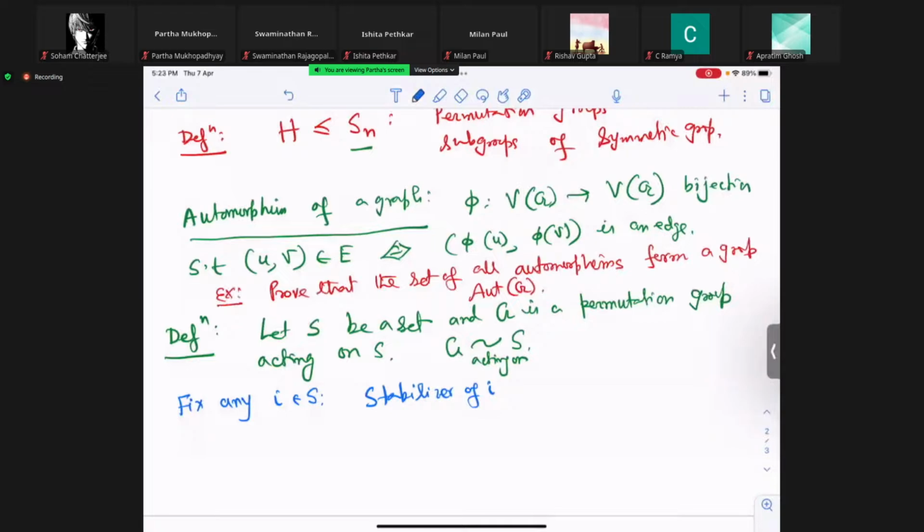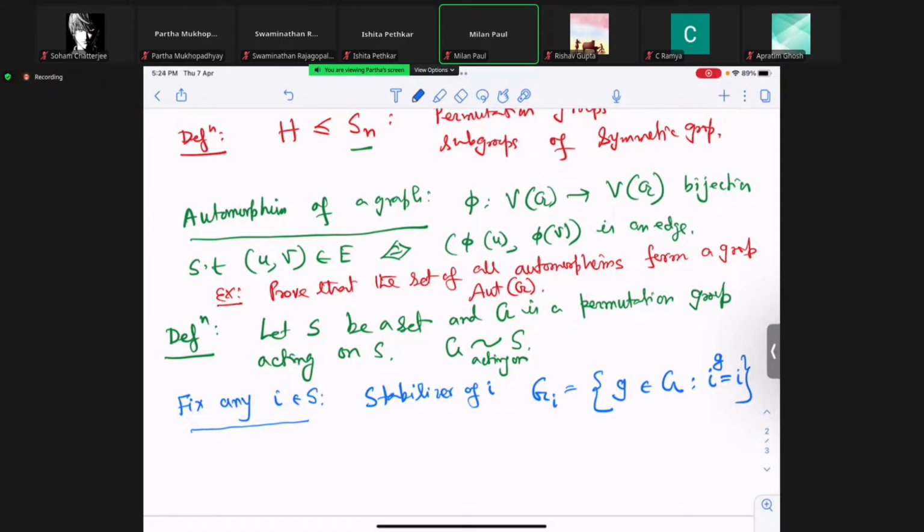Okay, so fix any i. You can define the stabilizer of i. The stabilizer of i, denoted G_i, consists of those elements in the group, the same group that is acting on S, such that when you apply g to i, it does not move it, it fixes it. The definition is clear?